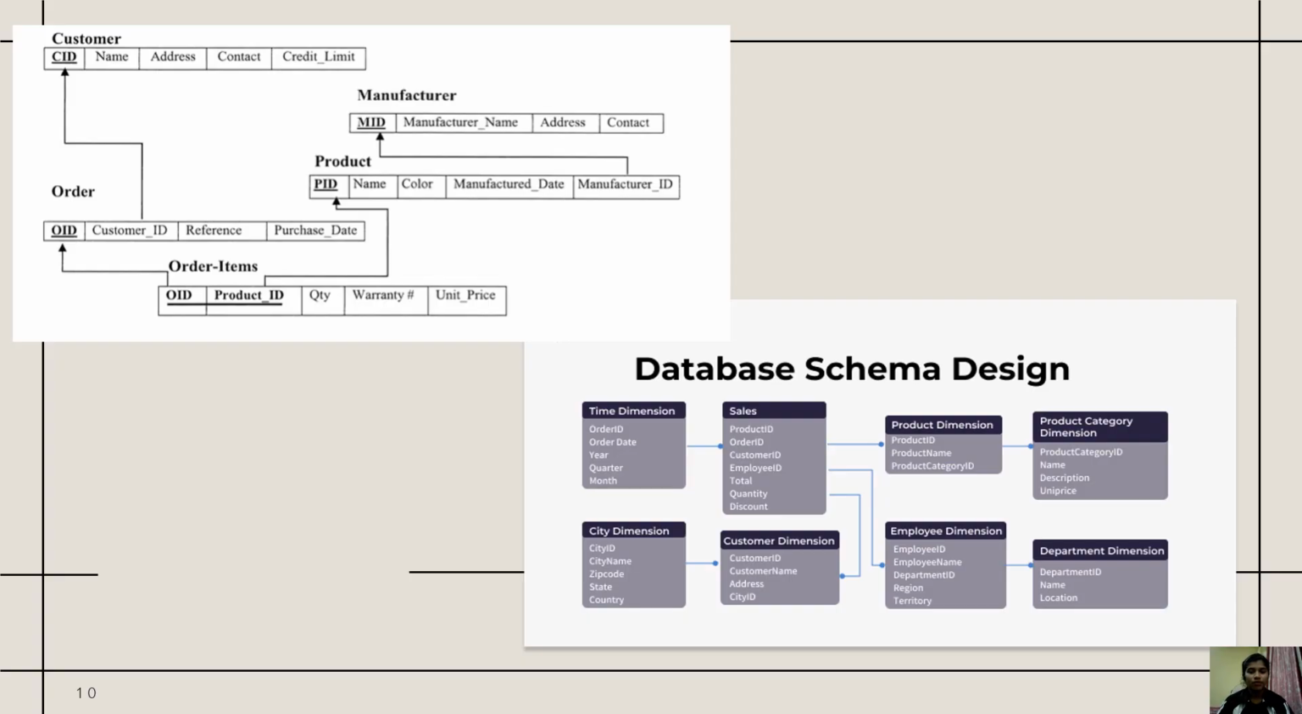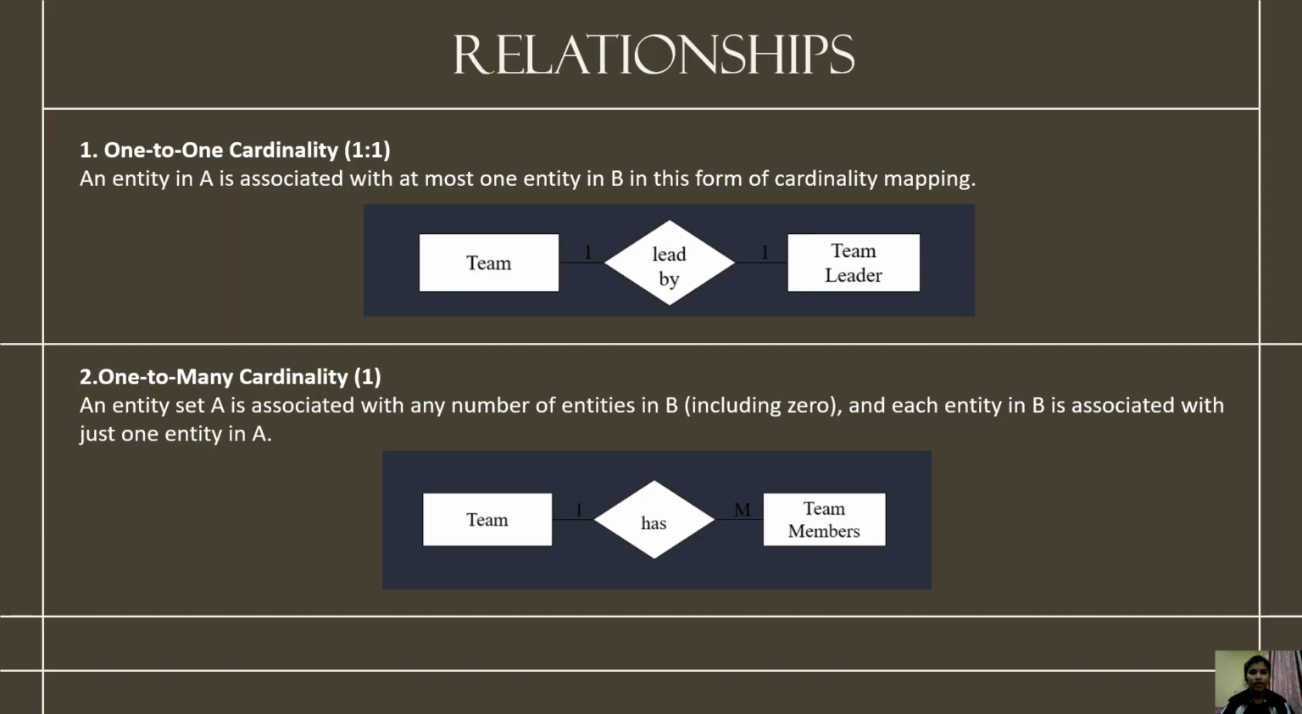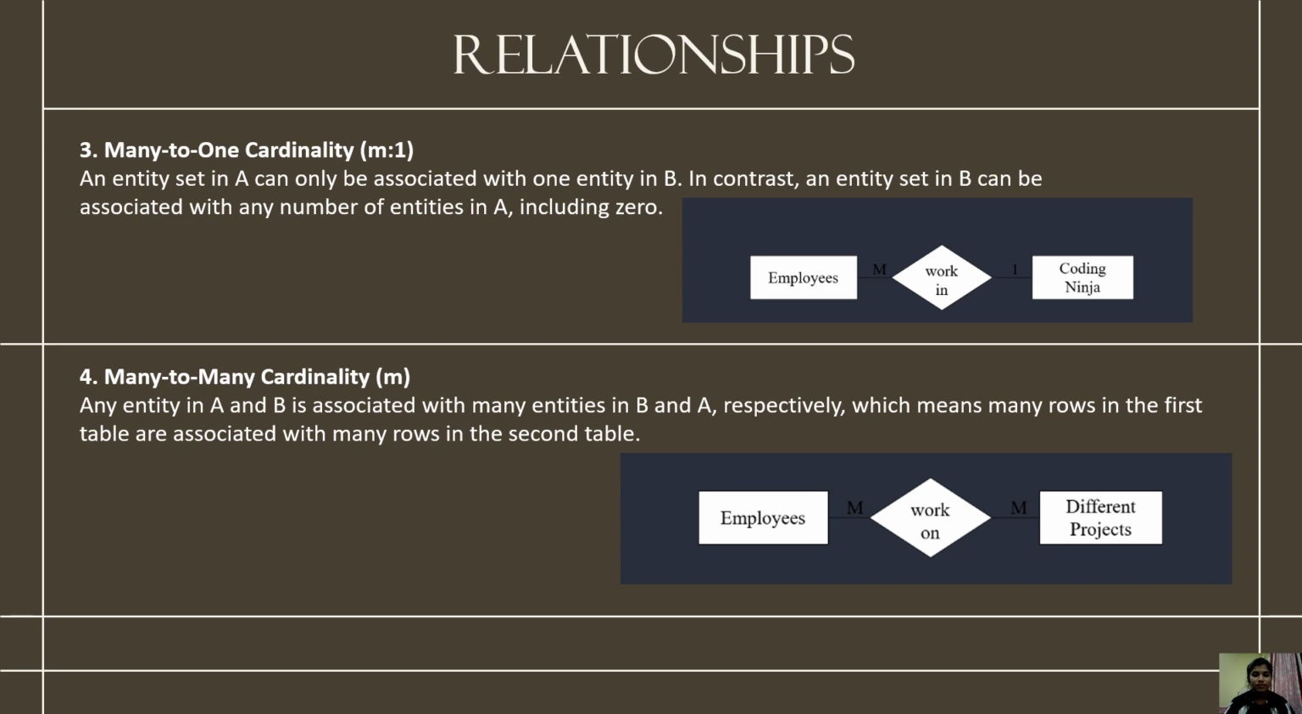So here are some pictures, like diagram examples of a database schema, showing how it is represented. This is the schema diagram, and this is one more way of representing the schema diagram. Next, some of the relationships in schemas: they can be one to one cardinality, one to many, many to one, and many to many.